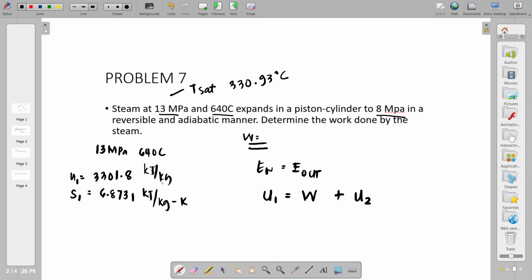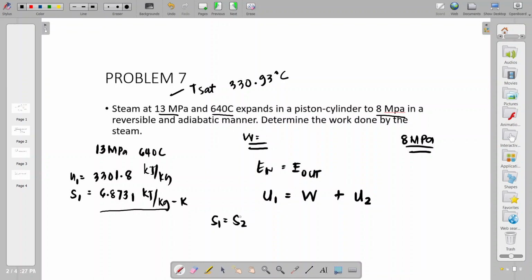Ngayon sabi niya nag-expand siya from 13 MPa 640 to 8 MPa. So, ang alam lang natin sa second state ay 8 MPa. So, di natin alam kung anong temperature. Pero, this is an adiabatic or isentropic. So, malamang ang S1 niya ay equivalent sa S2. So, hanap tayo ng 8 MPa. Check ulit natin sa table 2. Baka sakaling nagsaturated siya. 8 MPa. Tapos, check natin yung S.